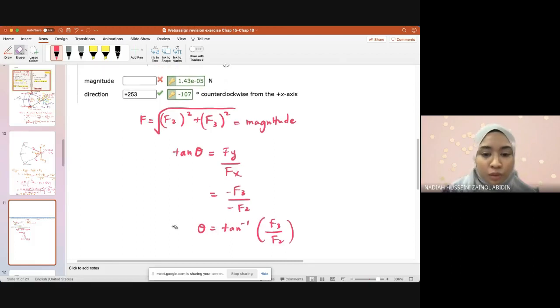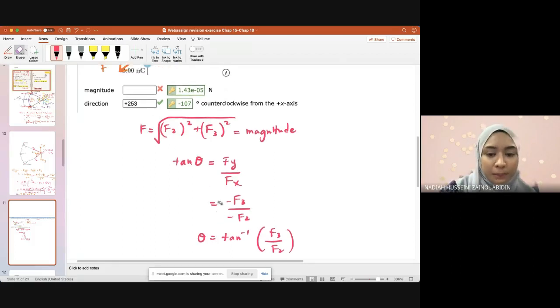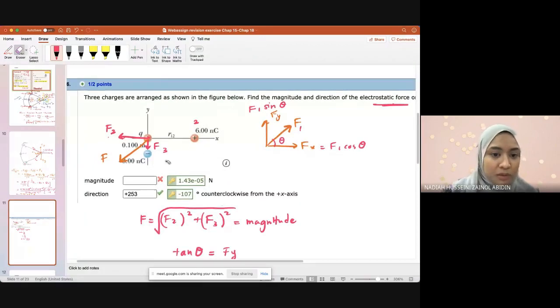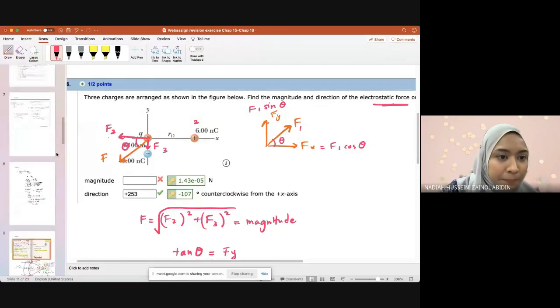Okay, so now that you know how to find the theta, I'm not going to go over it. I hope you know this already. So theta will be given with respect to the positive x-axis. Sorry, x-axis. Wait. When we talk about Fy, Fx, usually it will be with respect to the x-axis. So in this case, let's look at Fatihah's answer just now.